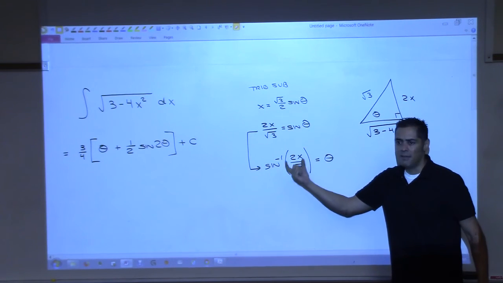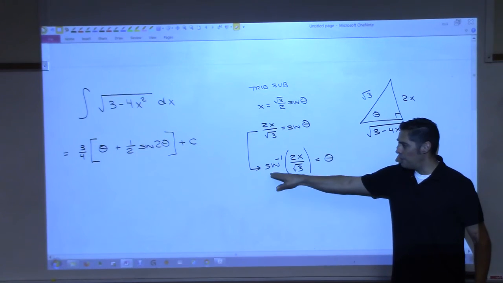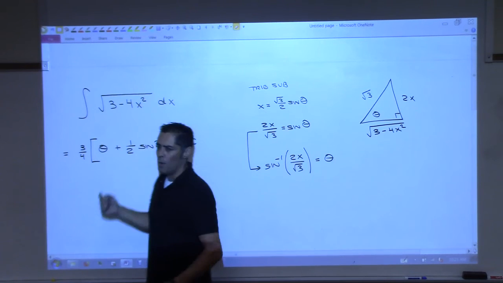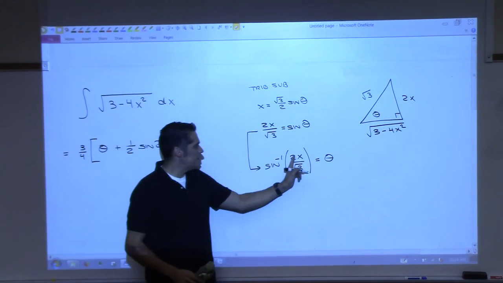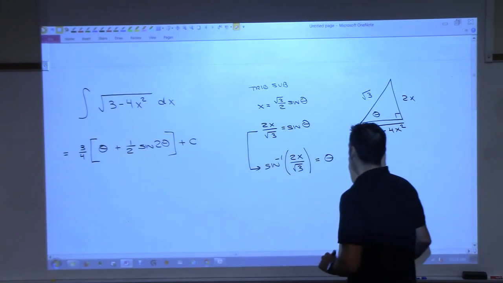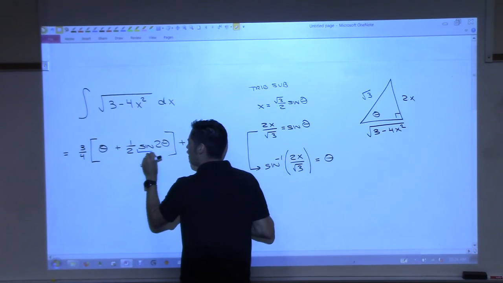Theta is actually a function of x, right? This just has x's in it, and that's a function of x. So I'm going to replace theta with arc sine, not 1 over sine, arc sine of 2x over root 3. Okay? So that's taken care of. Now the only thing left is to figure out what to do with this. And does anyone know what I'm going to do with that?